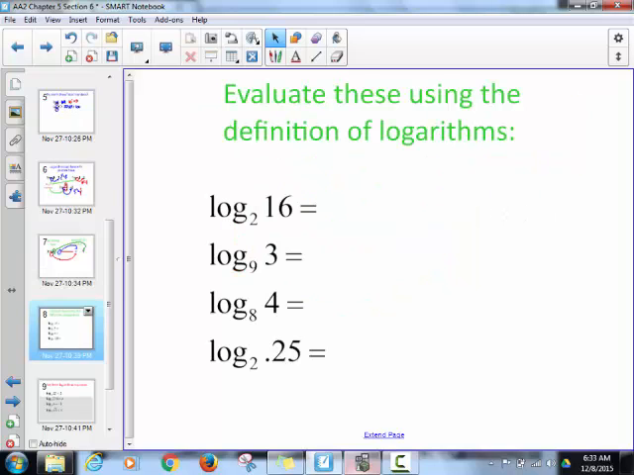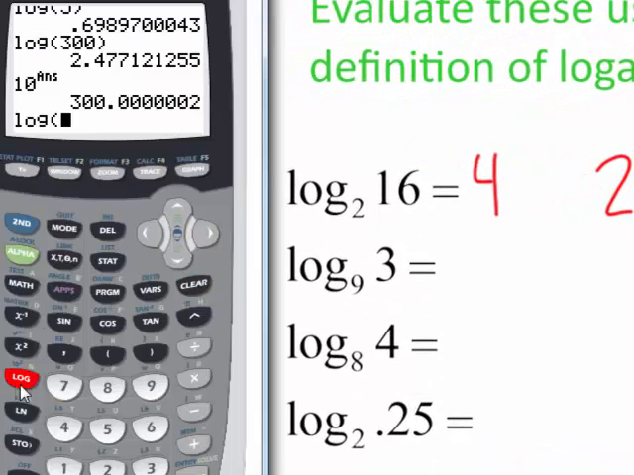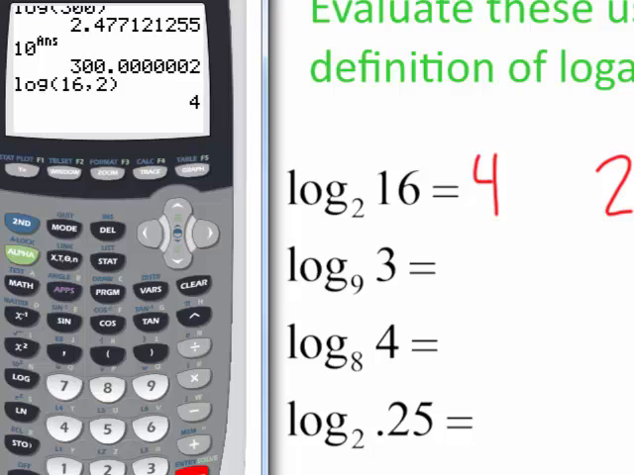So these are the ones I expect us to be able to do mentally. And I bet we could do this first one for sure. So let's think about this. I got log of 16 base 2. Well, if it's base 2, we're saying 2 to what power gives me 16? Well, I could probably think through that one. 2 to the 4th power. Okay, and to check it, this is how you type it in on the calculator. You would say log of 16 base 2. So comma 2 parenthesis. And there we go, 4.